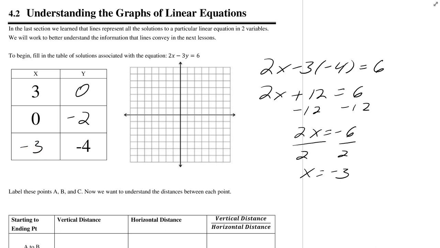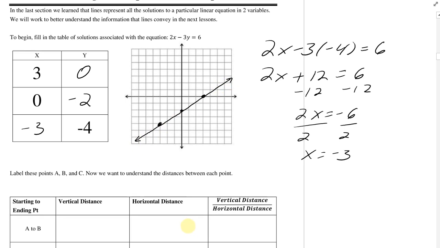Okay, so let's go ahead and plot these points. So I've got 1, 2, 3, 0. Then I've got 0, negative 2. And then I've got negative 1, 2, 3, and down 1, 2, 3, 4. Okay, so I've got these points, so they're going to make a line. Okay, so there we go. So that was the first part of this.